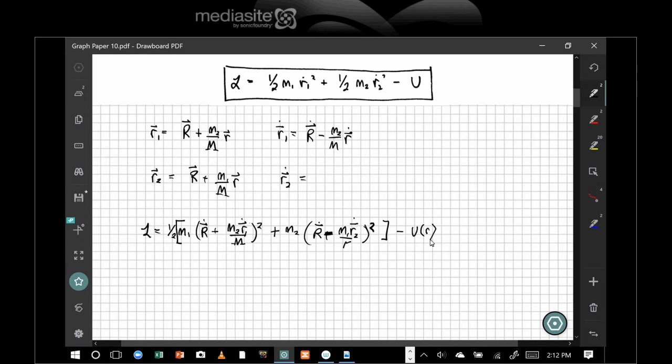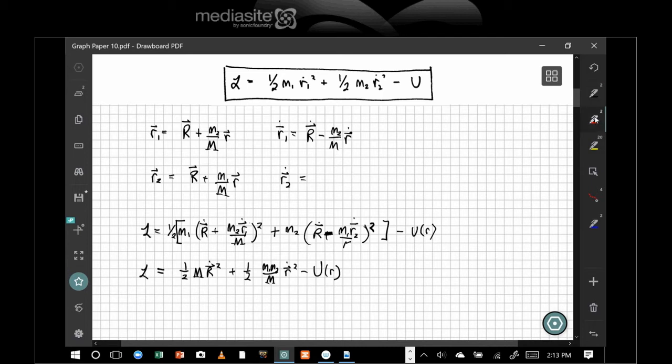You can go through the algebra there. You're going to break out the quadratics, and you're going to get common terms. The nice thing is that things actually simplify, so it's pretty easy to show this. I'm not going to go through the final steps. What I get is 1/2 big M R dot squared plus 1/2 times the terms left over, which are m1 m2 divided by the total mass, times r dot squared, minus U. And U is a function of r.